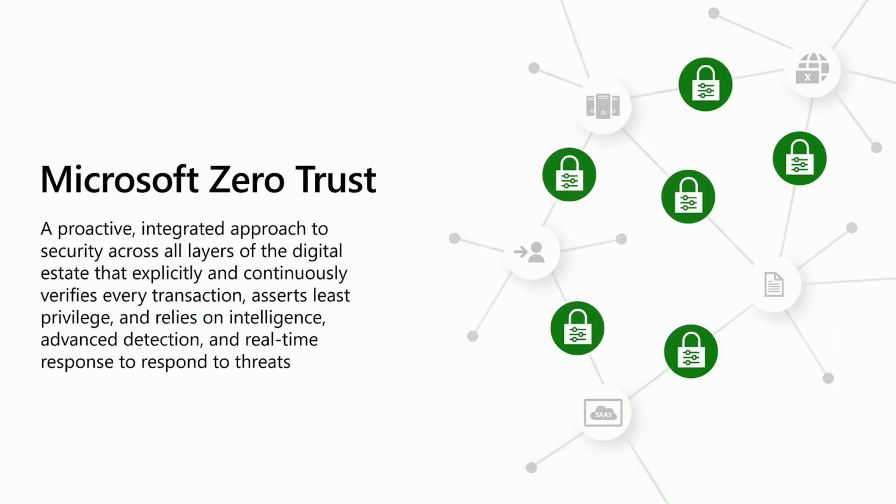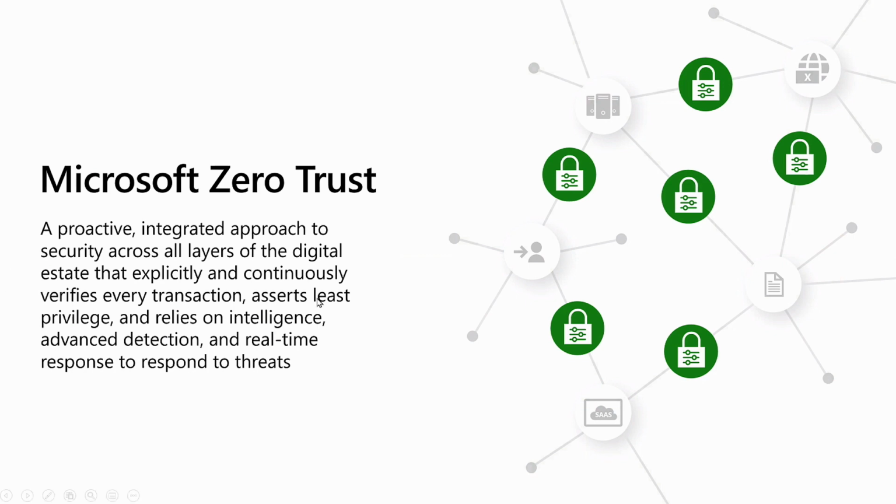So when we talk about zero trust, what does it really mean? It sounds like a buzzword. What does it look like in practice? We at Microsoft define zero trust as a proactive, integrated approach to security that spans across all your layers. And it's about explicitly and continuously verifying every transaction in your environment, making sure you are asserting least privilege. And lastly, you're relying on all the intelligence and advanced detections and having real-time protection in place within your environment.